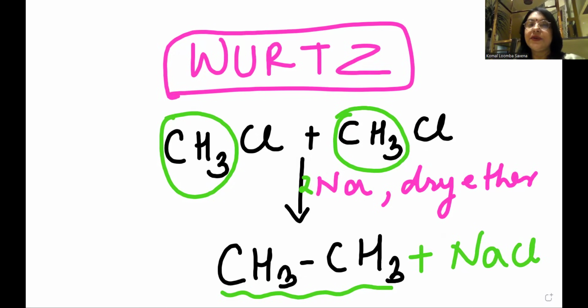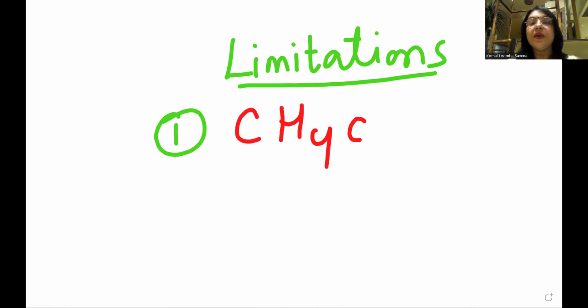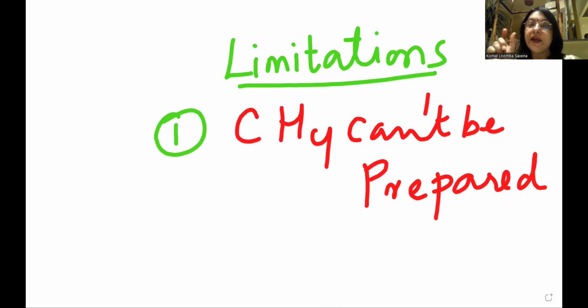Now comes the second question, and that is, are there any limitations attached to it? Yes, there are 2 limitations. This is a very important question asked many times. One very simple limitation which all of you can predict is that you cannot prepare methane. The reason being, methane has only 1 carbon, and in Wurtz reaction the 2 alkyl groups are getting attached, so definitely the alkane formed would have more than 1 carbon.